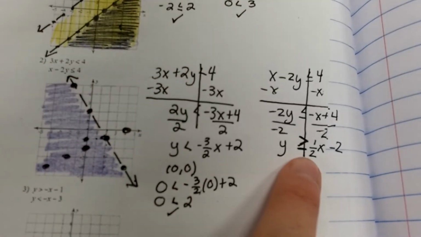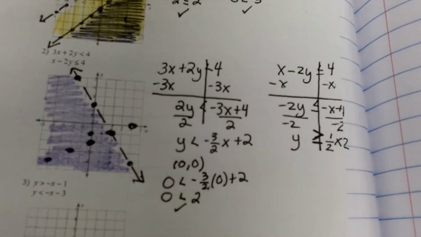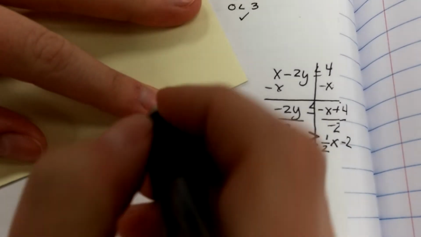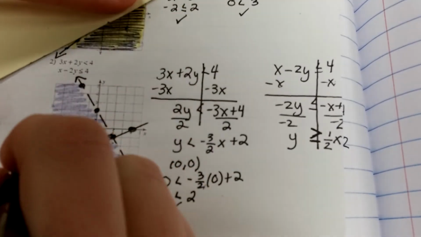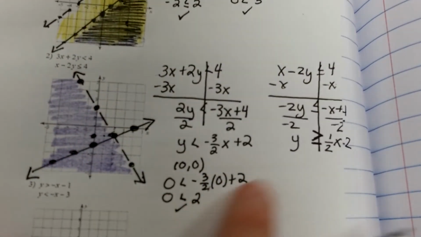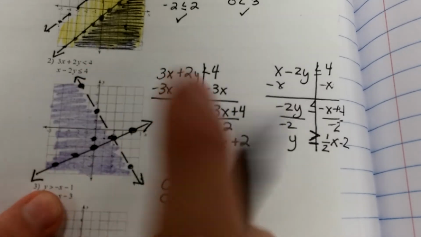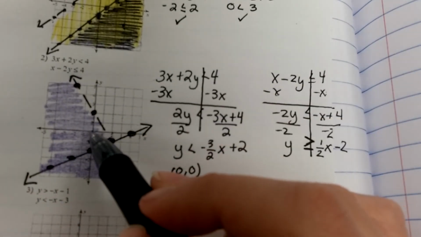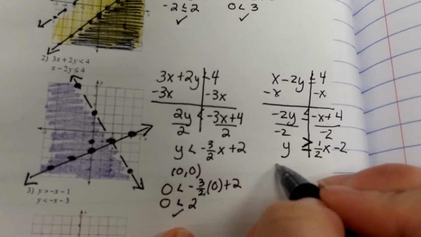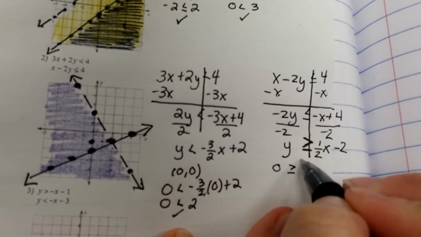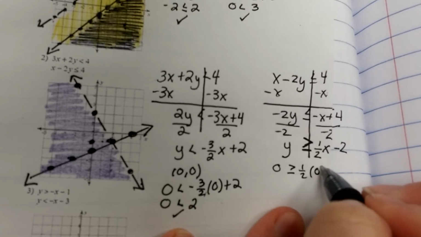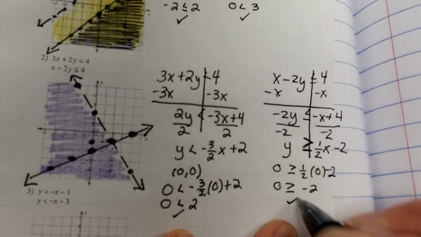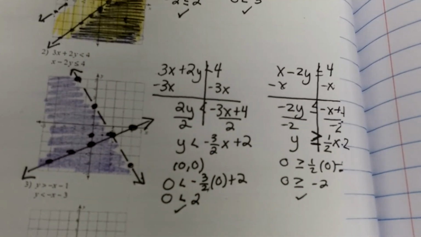And I'm going to need a solid line since it's greater than or equal to. So with your straight edge, you connect them. Okay. And since it's greater than or equal to, I'm thinking I'm going to shade above. But I want to double check, so I can use a 0, 0 test point again because 0, 0 is above that line. So 0 is greater than or equal to 1/2 times 0 minus 2, which gives me 0 is greater than or equal to negative 2, which works. So I'm good to go to shade above.